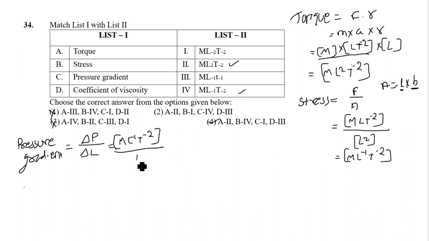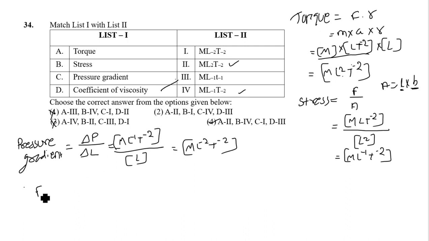And the length dimension is L. So it becomes M L minus 2 T minus 2. Okay. Now the one that is left, the coefficient of viscosity. So we have to find that out.